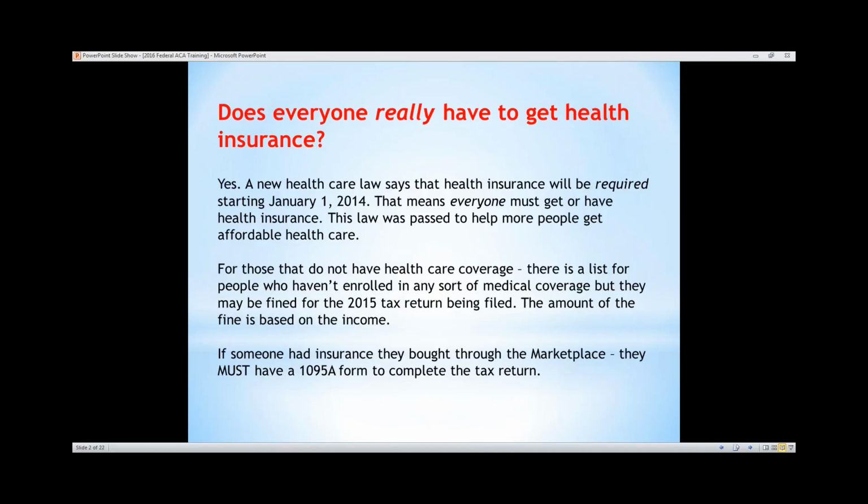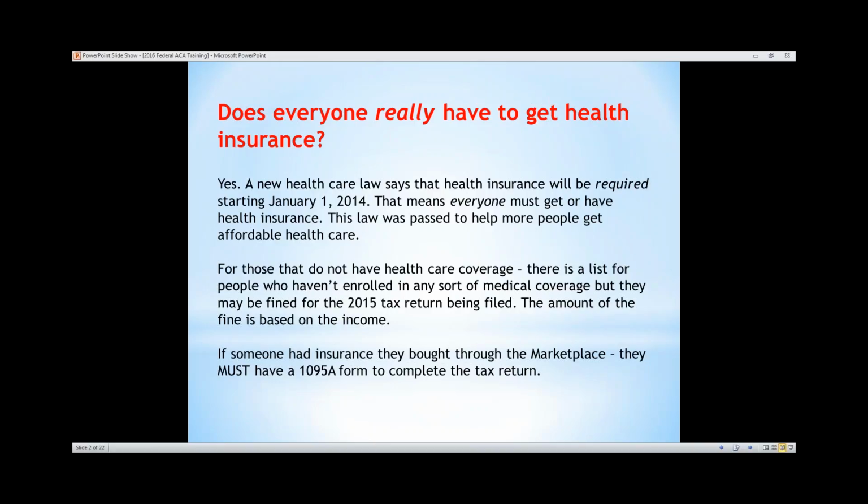First, the question that a lot of people ask me, whether they're training to do taxes or at the tax site, is: does everyone really have to have health care coverage? And yes, everyone does have to have some form of health care coverage. As of January 1st of 2014, people began receiving penalties if they did not have some form of health care coverage.